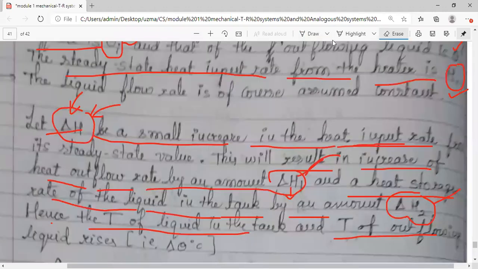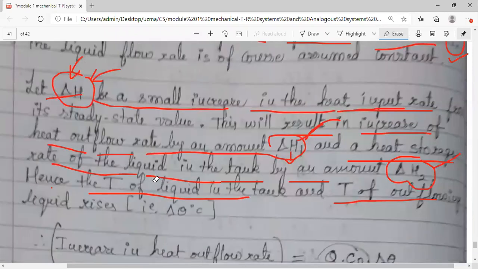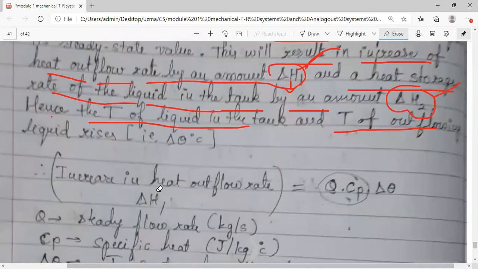So this is all about the theory I have given you. Let me now come to the analytical part. Coming to delta H1, what is it? It is the increase in the heat outflow rate.